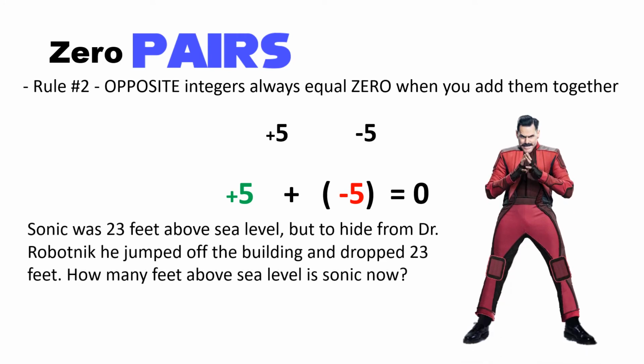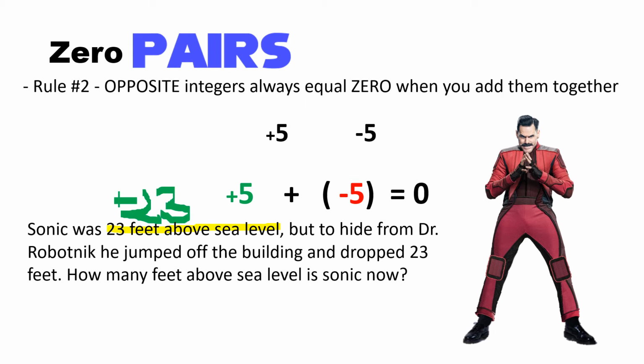Let's say Sonic was 23 feet above sea level, but then to hide from the evil Dr. Robotnik, he jumped off the building and dropped 23 feet. How many feet above sea level is Sonic now? So let's look at this question. I'm going to highlight some key terms. He was 23 feet above sea level. So that lets us know that when we're talking about that integer, it's going to be a positive 23 because he was 23 feet above sea level.